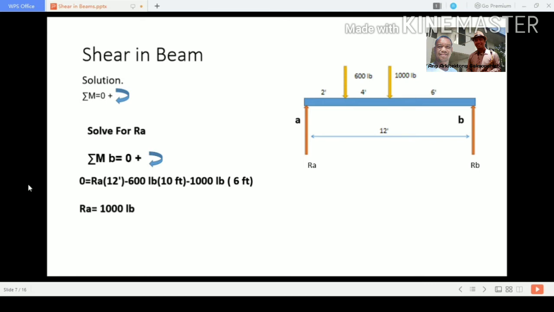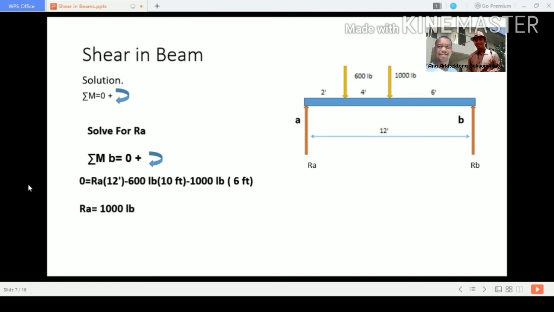minus 600 pounds. Okay, 600 pounds negative because the direction is counterclockwise, and that is 10 feet away from point B. Okay, so next force is 1,000 pounds negative, negative since the direction is counterclockwise, and that is 6 feet away from the pivotal point, which is at point B. So reaction A is equal to 1,000 pounds.